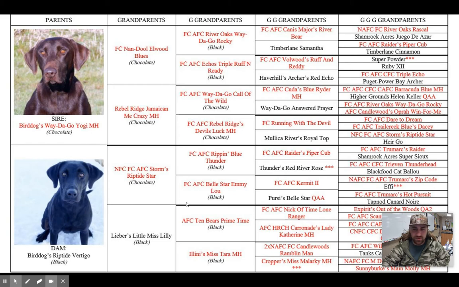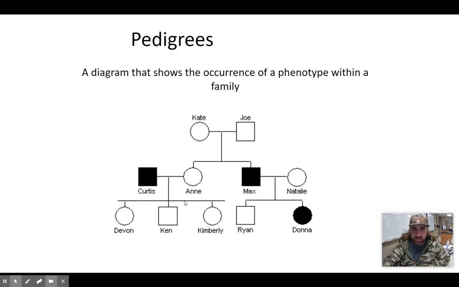But we're going to get into something that's going to be a little bit more simple for us. So our pedigree is going to look something like that. It's going to be a series of circles, squares, and filled in circles and filled in squares. So it's a diagram that shows the occurrence of phenotypes within a family. It is only showing the phenotypes, and then we can actually fill in the genotypes because we have enough knowledge to do that, because genotypes lead to particular phenotypes.